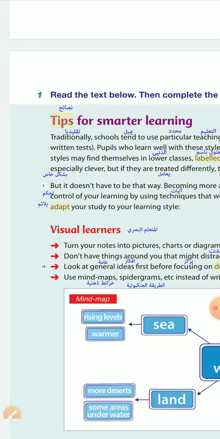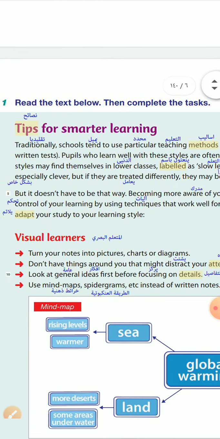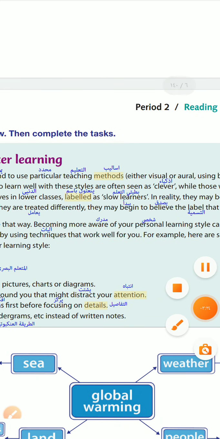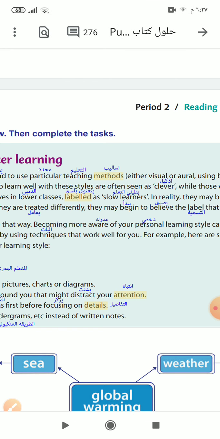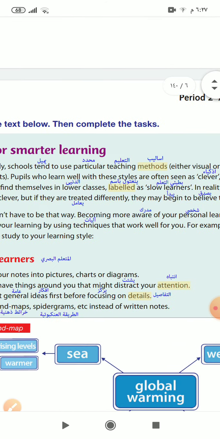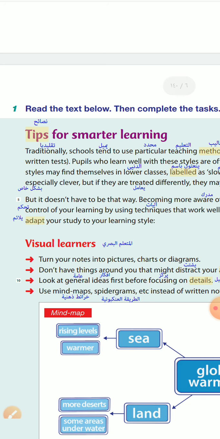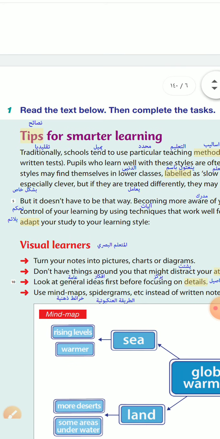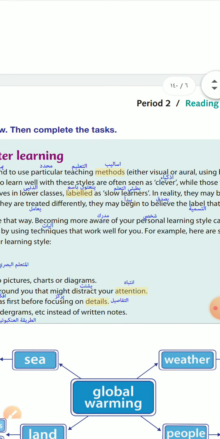Line 5. But it doesn't have to be that way. ولكن هذه مش الطريقة. Becoming aware of إيش اللي لازم يعني the writer what does he say to us? To be aware of your personal learning style. يعني لازم نكون مدركين my girls to our personal learning style. نموذج التعلم الخاص which can help you to take control of your learning by using techniques. Yes, وهذه بتخليك تتحكمي بطريقة تعلمك باستخدام آليات معينة that work well for you.